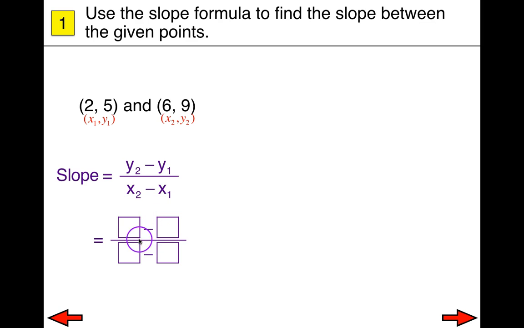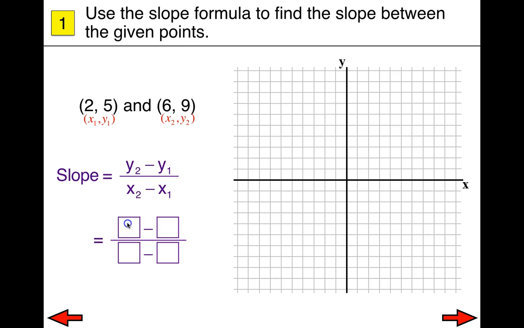Now all I need to do is plug in my values. First I'm going to find the difference in y's, and I always do the second y minus the first y. So the second y is a 9. So I'm going to go ahead and write that down.